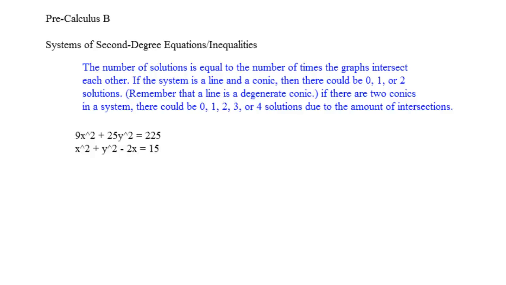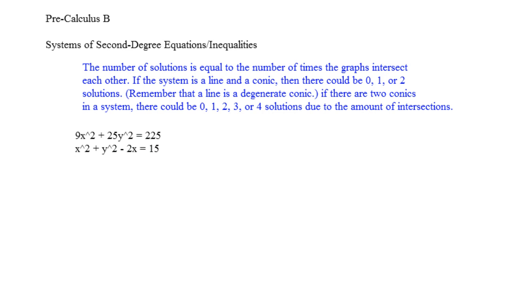Alright, today we'll be talking about systems of second degree equations and inequalities. The number of solutions is equal to the number of times the graphs intersect each other. We already know that. So if the system is a line and a conic, there could be 0, 1, or 2 solutions. Remember that the line is a degenerate conic.